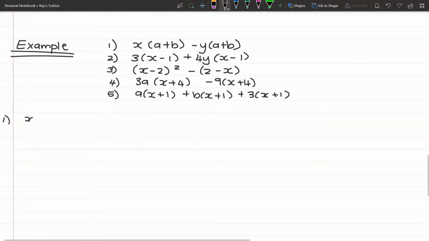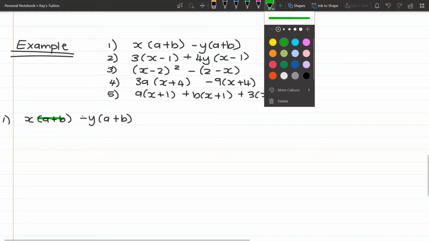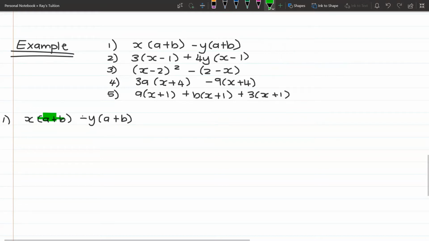We're going to have a look at the first one, x(a + b) - y(a + b). Now, it is quite obvious here. You can see that they both have this (a + b) common. So we have (a + b) over here, and we have (a + b) over here. So we're going to take it out as a common factor. So we have (a + b), and what we're going to be left with is (x - y). And there, we have factorized that one.